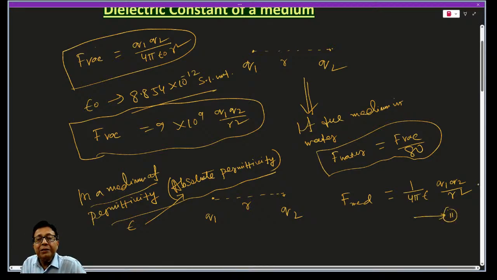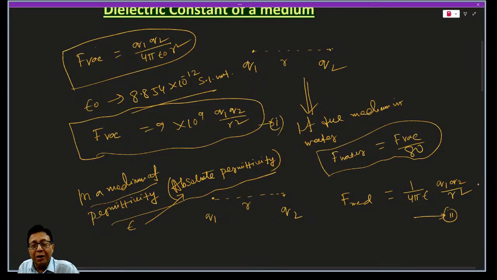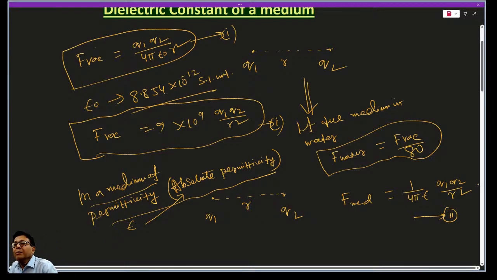We refer to this one as number 1 and this one as number 2. This is a medium other than air. Maybe water, maybe oil, maybe wax, whatever. These are all dielectric media. In a dielectric medium, force will reduce.